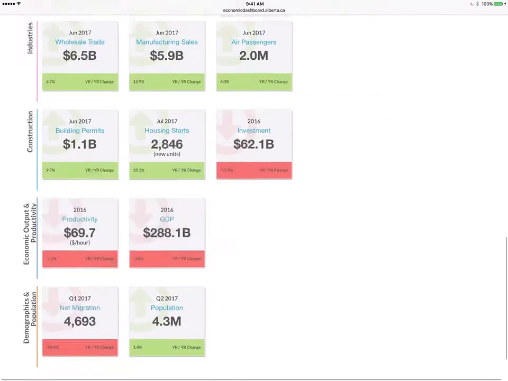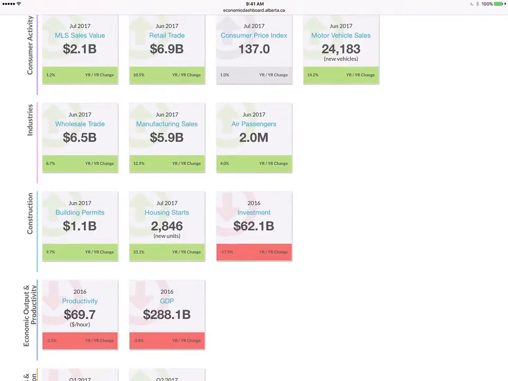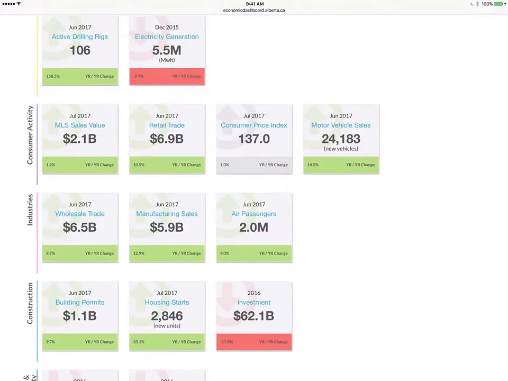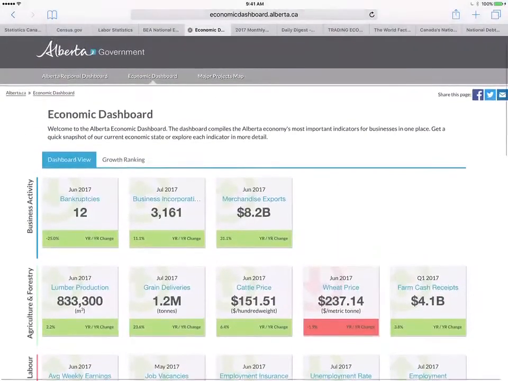If you keep scrolling down more, you can see the total value of everything that's made in Alberta, and that would be that GDP that you see right there. You can also get population information about Alberta and specifics about certain industries, from housing to retail and so on. So it's a great place to check out information about Alberta.